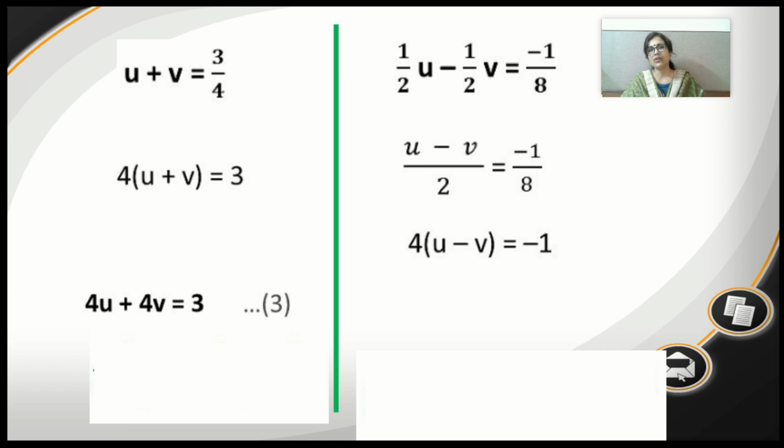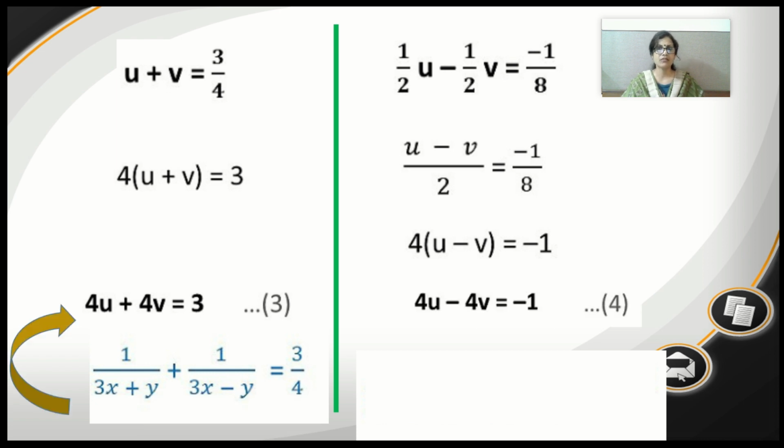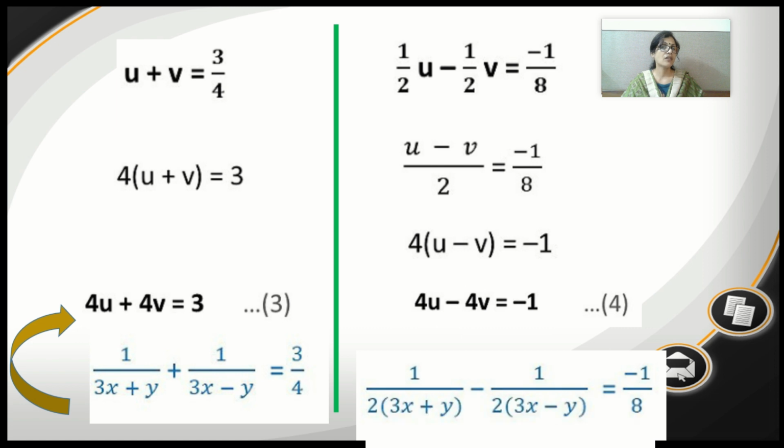And in the second equation, which we have made simple, we are writing u minus v upon 2, because 2 is the common denominator, that is equal to minus 1 upon 8. So we'll have 4 into u minus v is equal to minus 1, and therefore 4u minus 4v is equal to minus 1. This is equation number 4. And just look at this, our complicated equation number 2, which was given to us in the sum, we have made it very simple as equation number 4.